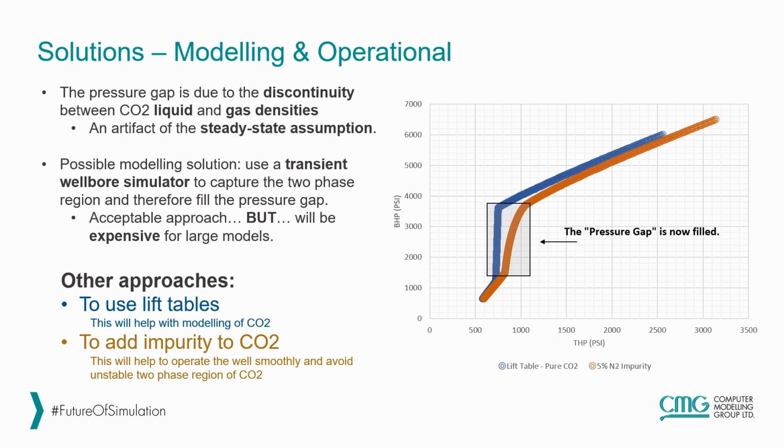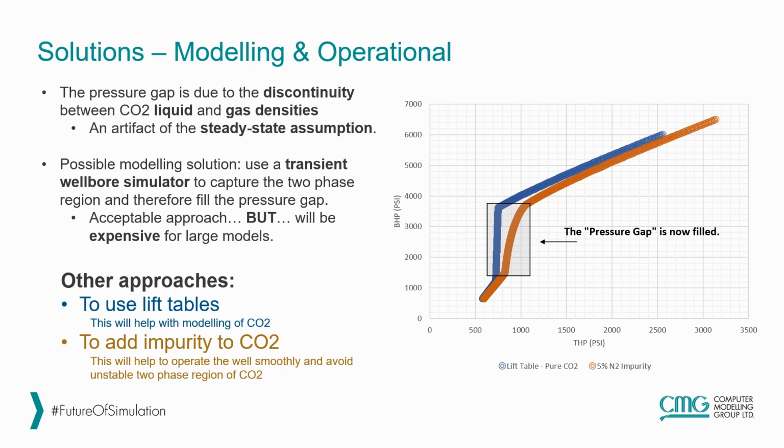Now that we have a better understanding of how the CO2 pressure profile changes, and we know that the pressure gap challenge exists, let's see how we can find a solution to this challenge. The pressure gap itself is due to the discontinuity between CO2 liquid and gas density. And this discontinuity is actually an artifact of the steady state assumption. So one way to overcome this challenge is to use a transient wellbore simulator. But this is an expensive solution in terms of simulation runtime.